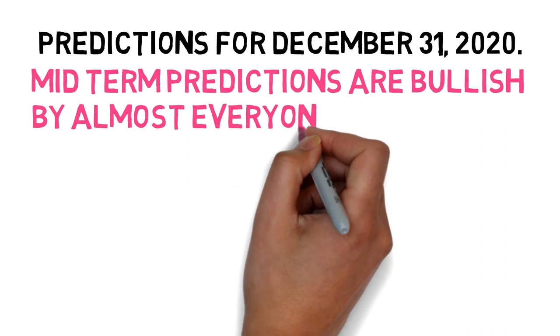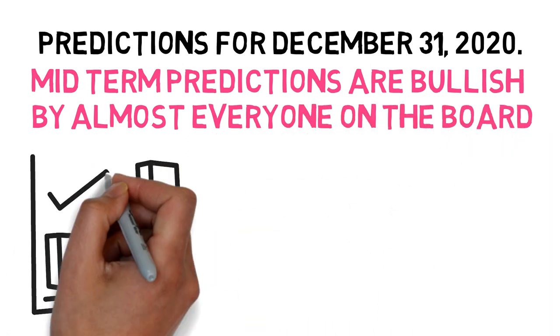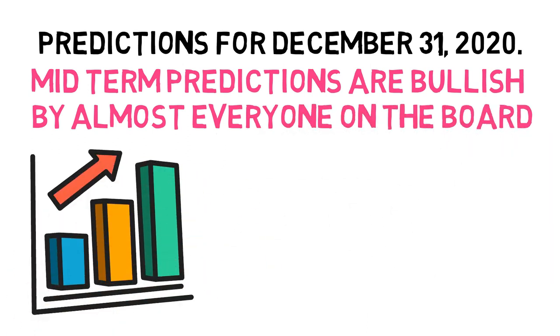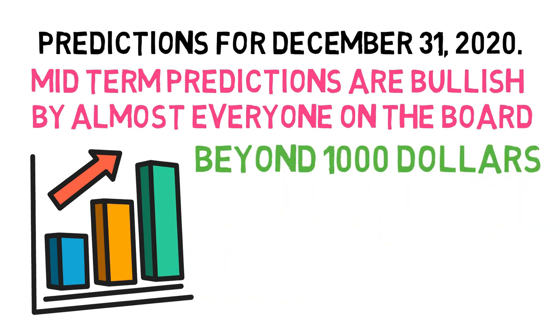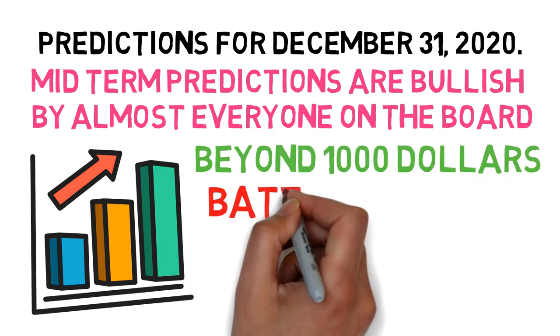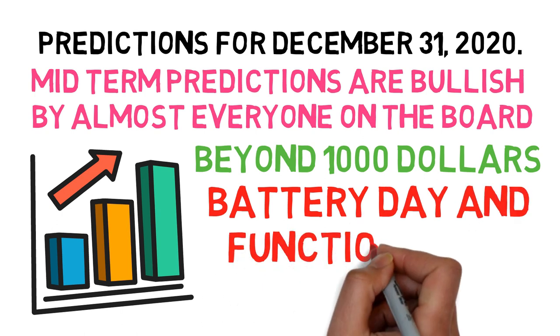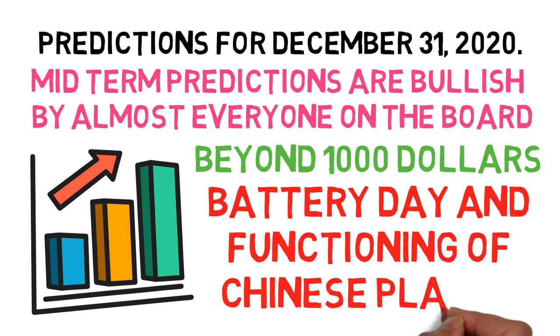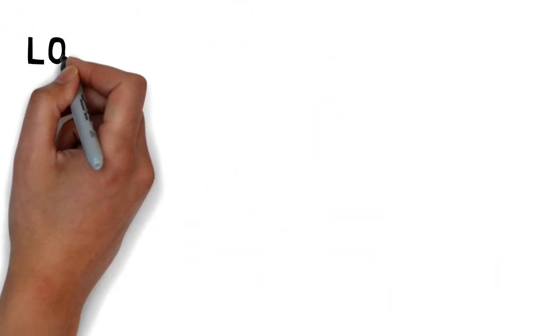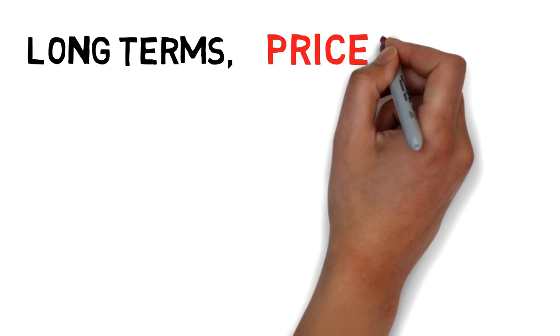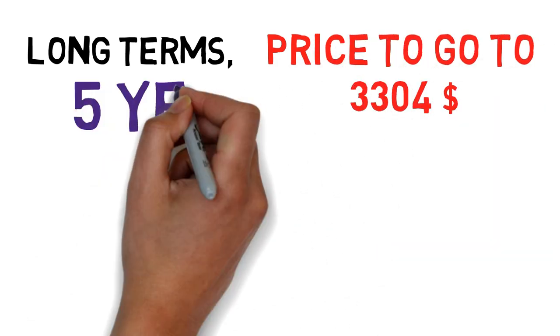Midterm predictions are bullish by almost everyone on board. Almost all experts believe that Elon Musk is capable of managing things and the price will be beyond $1,000 a share, to say the least. With the launch of Battery Day and a functioning Chinese plant, the scenario looks highly possible. Long term, some experts believe the price will go to $3,304 in just 5 years.